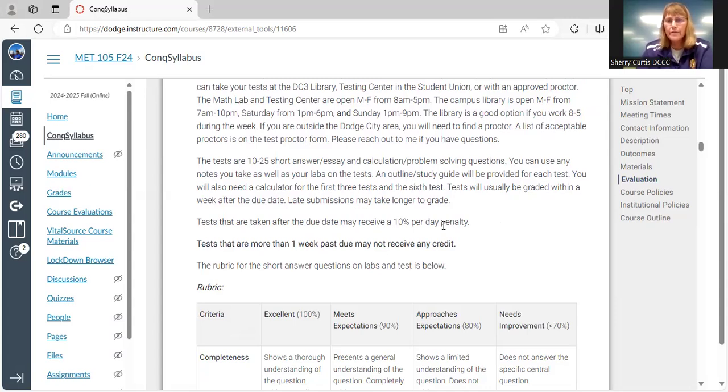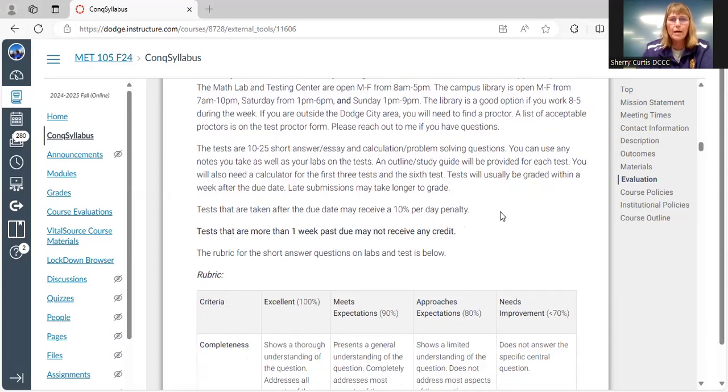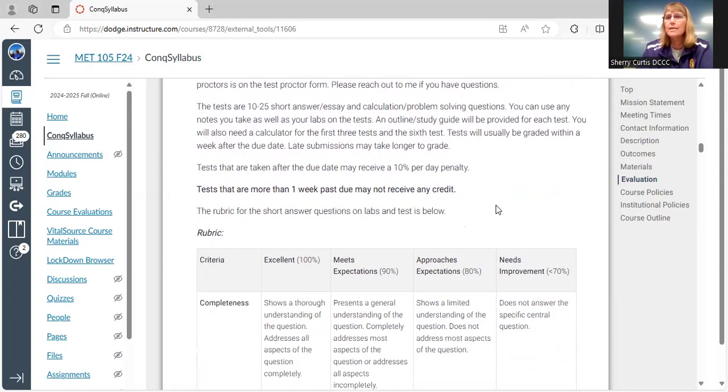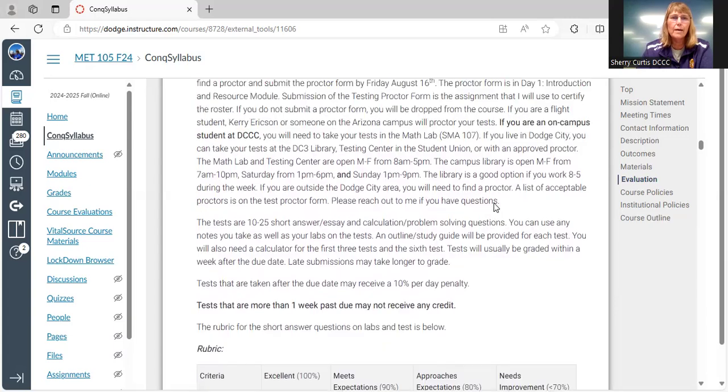Since they are proctored, if you have trouble scheduling, I usually give you a little wiggle room there, a day or two. But if tests are more than a week late, I'm not going to give you any credit. It's really imperative in this class that you not get behind because it is extremely difficult to get caught up.